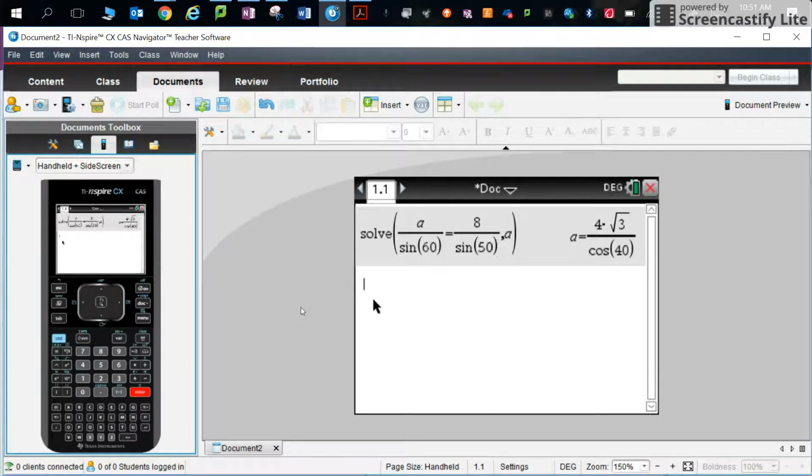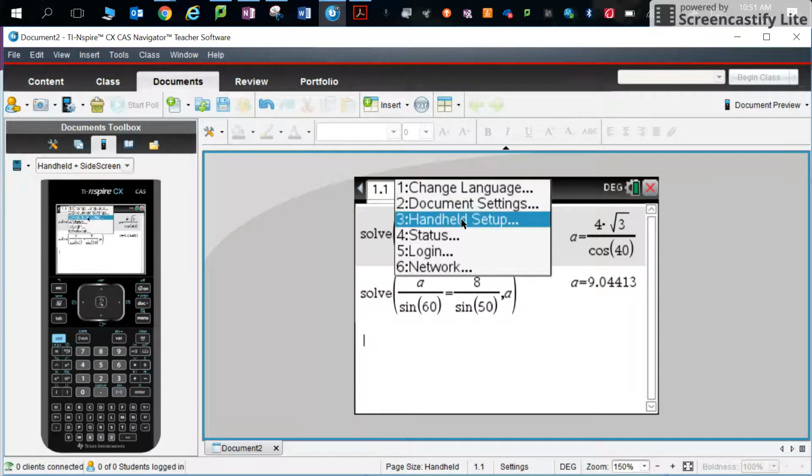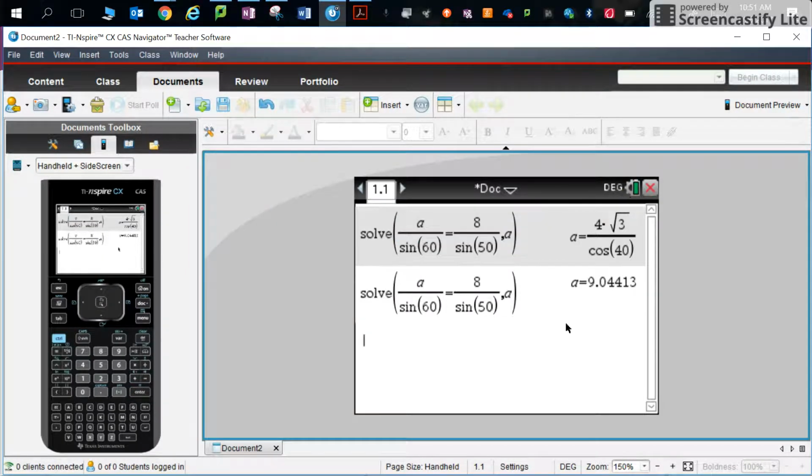So Control Enter should give us our decimal answer there. If you want to change that, you can go up to your settings, handheld setup, and change it if you wish to. So we've got our answer as 9.04413.